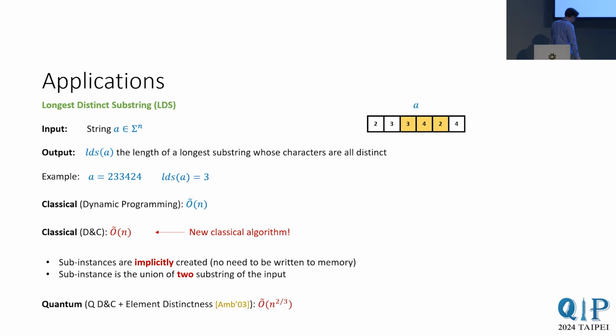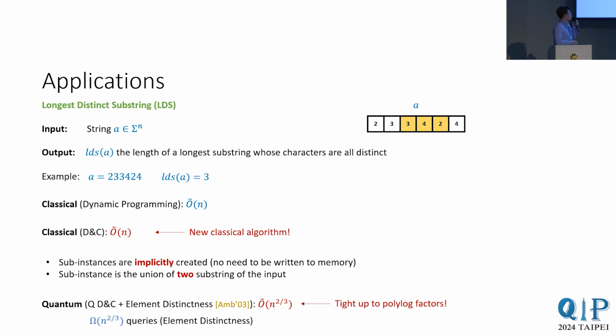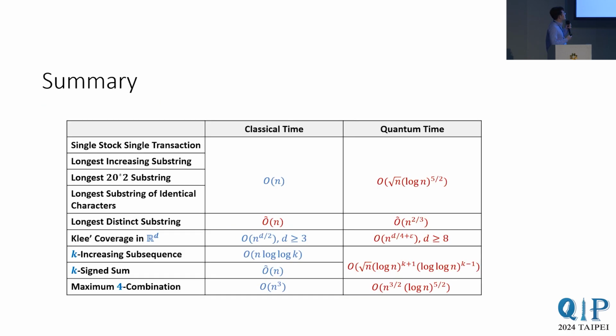So by our divide and conquer meta theorem combined with the element distinctness algorithm by Ambainis in 2003, we can give this algorithm in time order n to the 2/3, up to polylog factors. On the negative side, we can regard element distinctness as a special case of LDS problems. So our algorithm is tight up to polylog factors.